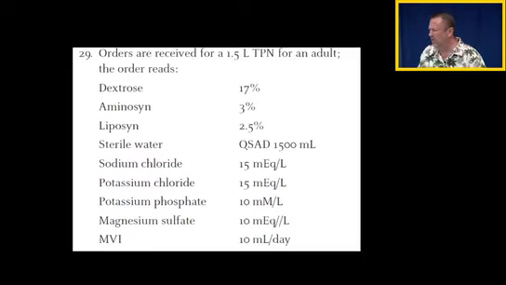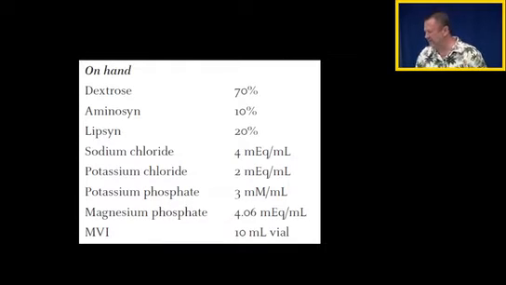All right, well, this is what they want, and this is what we have. We don't have a 17% dextrose solution. We have a 70% dextrose solution, and this is like mixing up with the concentrated juice. We have concentrated dextrose and concentrated aminosyn and concentrated liposyn.